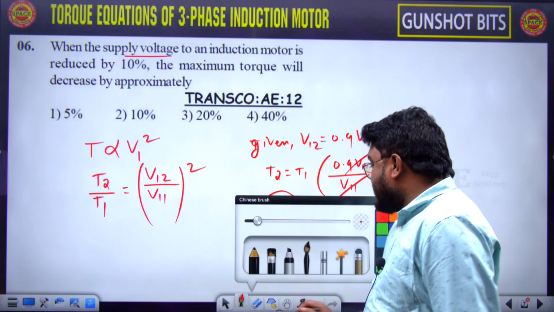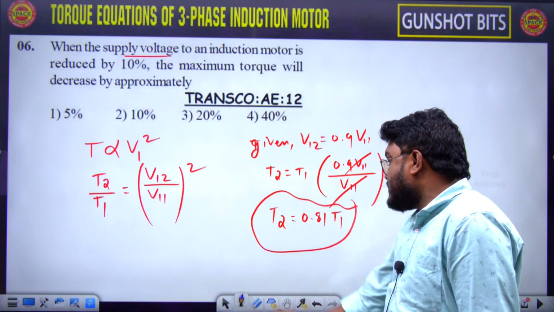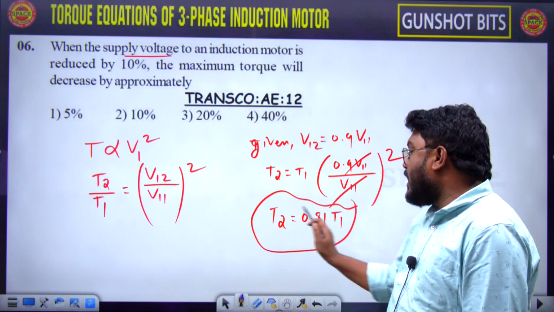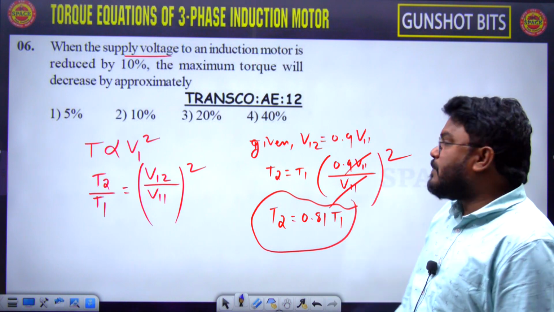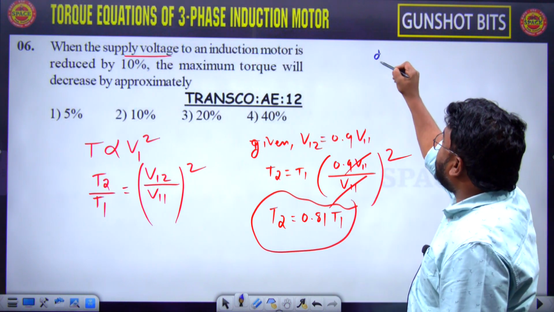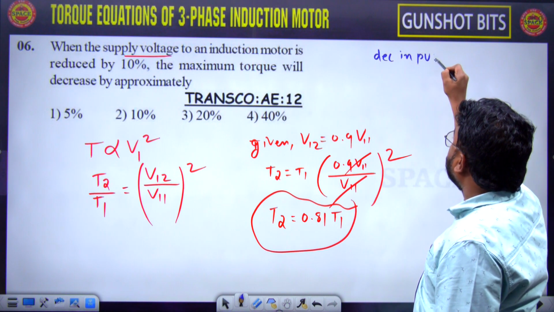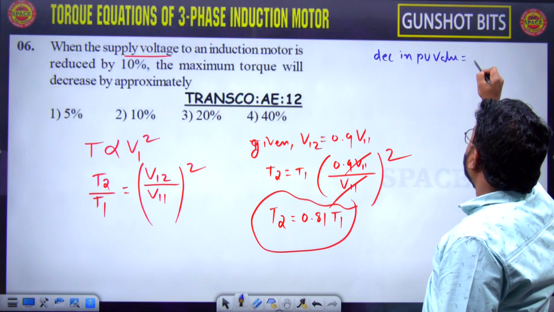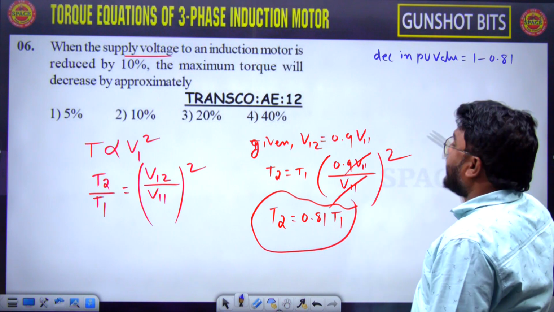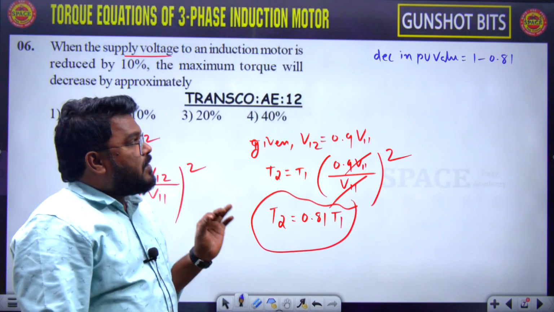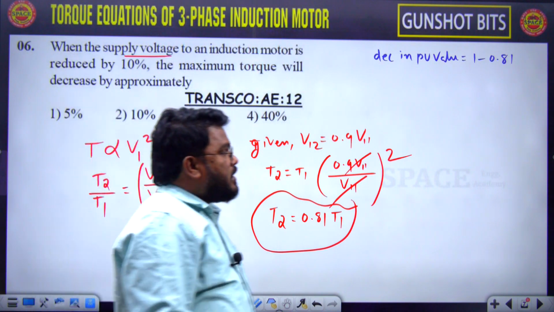So this equation is required to answer this question. The initial value is 1 per unit and the final value is 0.81 per unit. So now the decrement in the per unit value is equal to 1 minus 0.81.